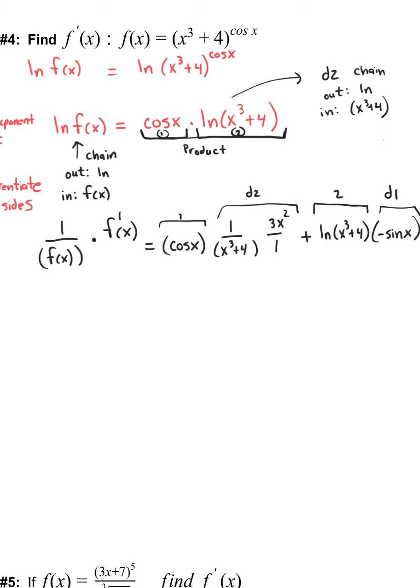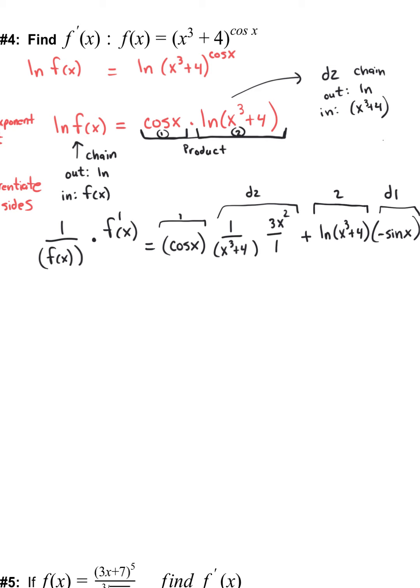There is a mouthful. Again, on the left-hand side, the chain rule: 1 over something is the derivative of the outer, f of x is the inner as is, and this is the derivative of the inner. On the right, we did the product rule: 1 d2 plus 2 d1.